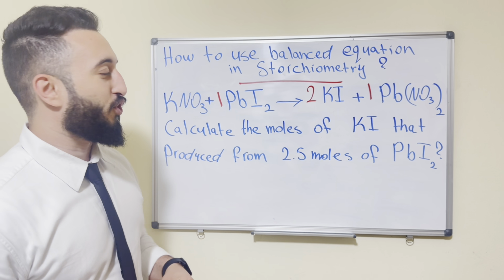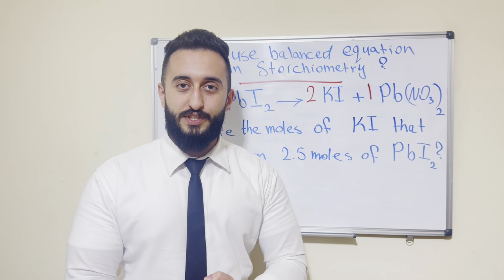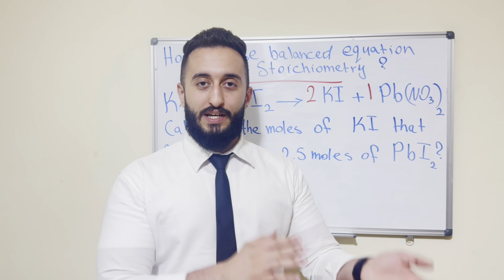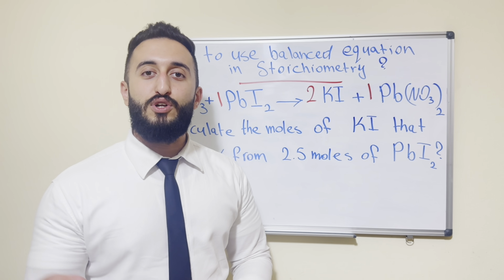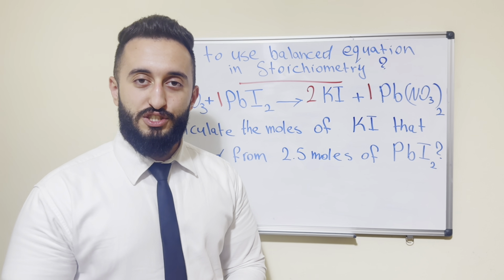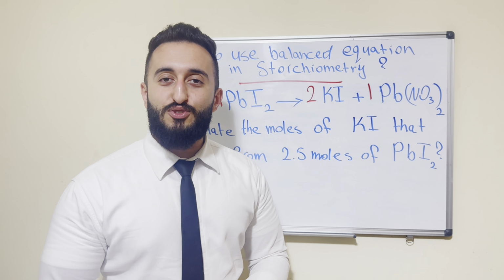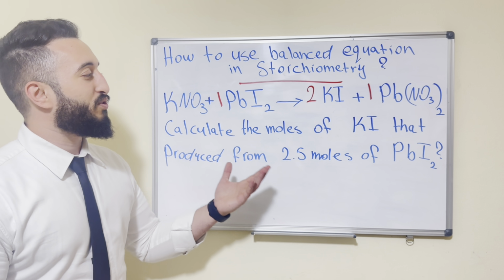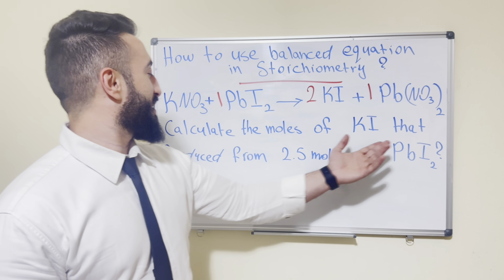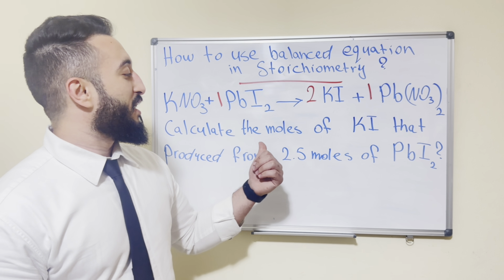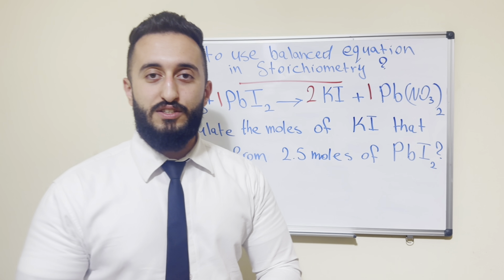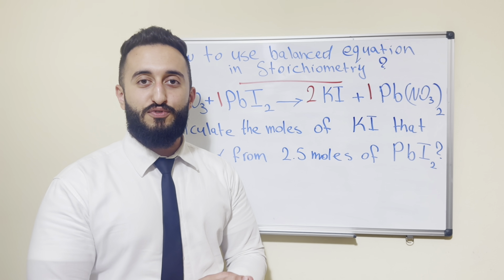First of all, we have two types of stoichiometry, from mole to mole or from mass to mass. We are going to learn the mole to mole stoichiometry relationship. So let's find out together how we can solve this type of question. Calculate the moles of potassium iodide that are produced from the reaction of 2.5 moles of lead iodide. So how can we solve this type of question?